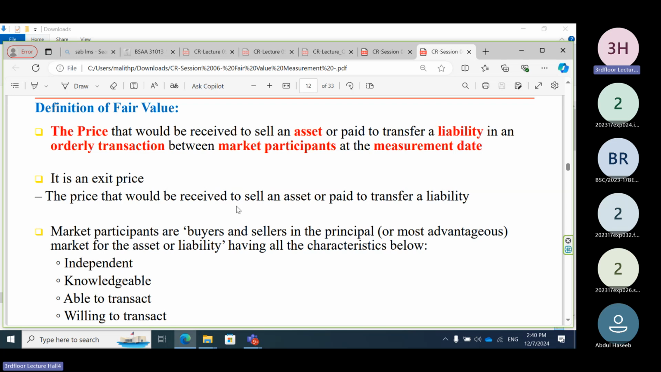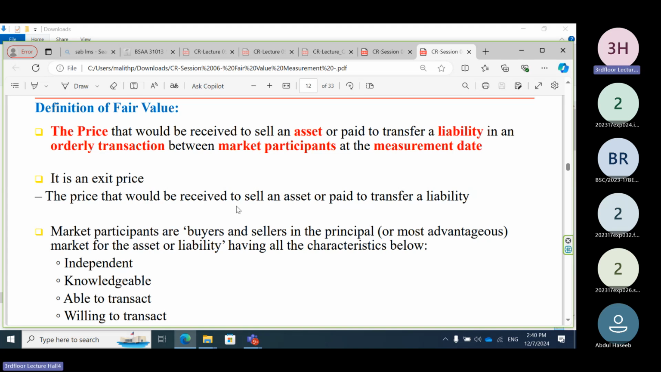And for one kilo of sugar, what's the fair value? If someone says they will take the price from a corner shop, can you say that is the fair value? That's the question. You can't do that. You have to go to the principal market.